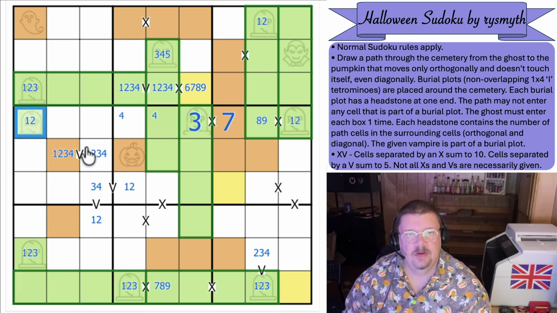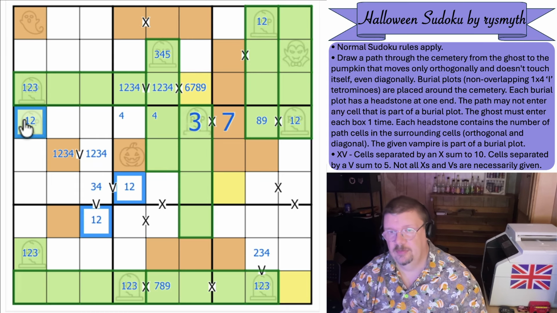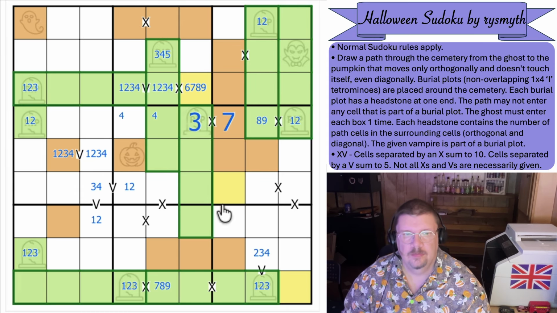So this digit is the same as this digit, which is the same as this digit. Yes, those two add up to 5. So those two add up to 5. So yes, those three cells contain the same digit. So I am going to mark them with a green circle.